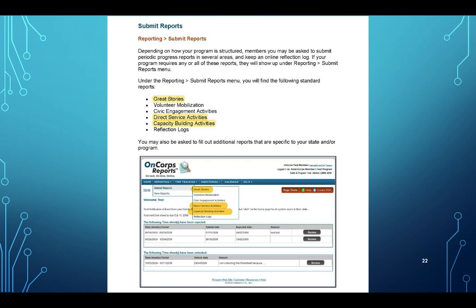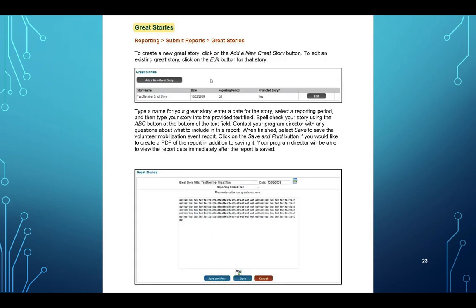Note that there are several reporting categories. You will only be using the Great Stories, Direct Service Activities, and Capacity Building reports. For Great Stories, type a name for your great story, enter a date for your story, and type your story in the text field. You do not have to enter a reporting period if you have a date listed. If you don't have a date, choose Quarter 1, which is September to December, Quarter 2, January to April, or Quarter 3, May to August.